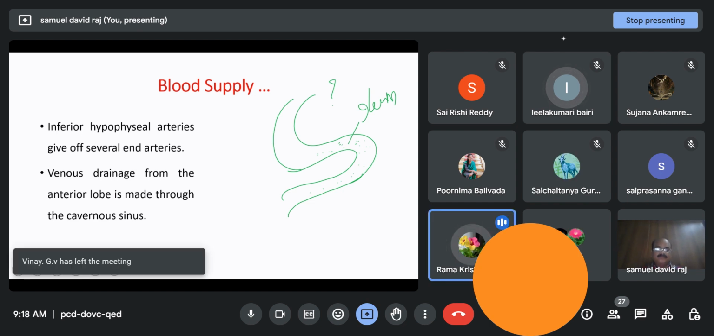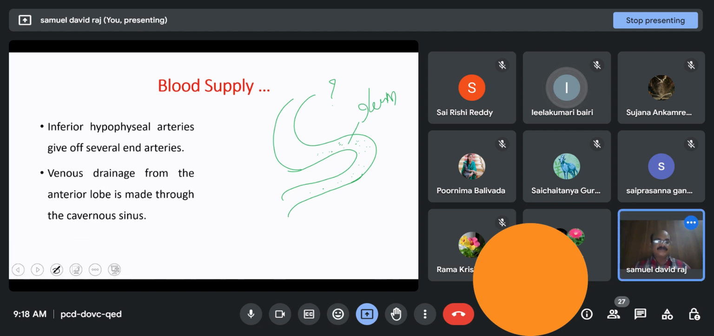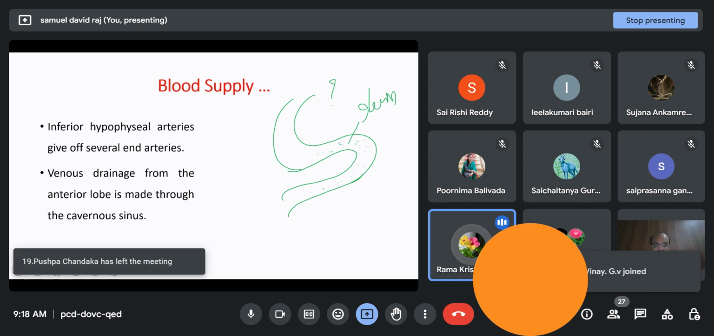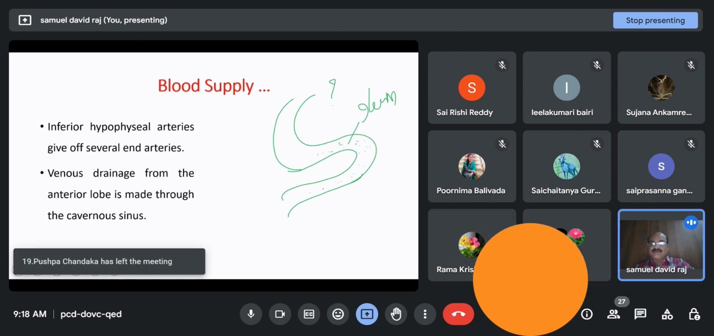Through the portal vein to the liver. First it goes to the liver. Why only to the liver? After metabolic reactions take place, like glycogenesis, everything will take place. Very good. That is somewhat correct.